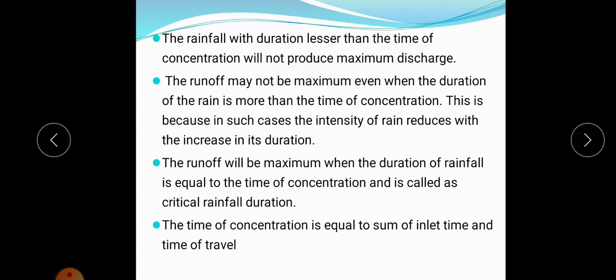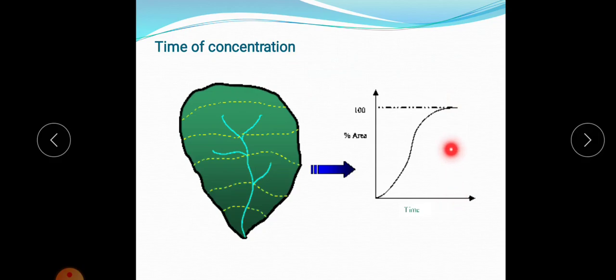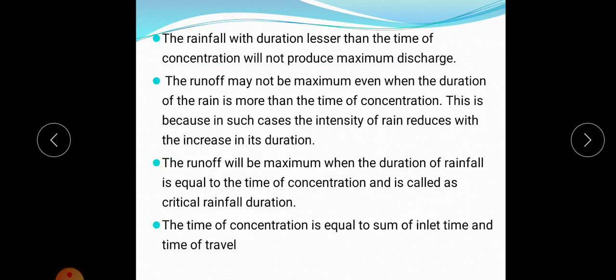അതേപോലെ runoff may not be maximum even when the duration of the rain is more than that of time of concentration. Time of concentration-നെക്കാളും കൂടുതൽ ഡ്യൂറേഷൻ ആയാൽ റെയിൻഫോൾ ഇൻറ്റൻസിറ്റി മാക്സിമം ആവില്ല. കാരണം ഡ്യൂറേഷൻ കൂടുന്തോറും ഇൻറ്റൻസിറ്റി ഓഫ് റെയിൻഫോൾ കുറയും. അതുകൊണ്ട് അപ്പോഴും ഡിസ്ചാർജ് മാക്സിമം ആവില്ല. അതായത് ഡിസ്ചാർജ് മാക്സിമം ആവുന്നത് വെൻ ടൈം ഓർ ഡ്യൂറേഷൻ ഈസ് ഈക്വൽ ടു ടൈം ഓഫ് കോൺസെൻട്രേഷൻ, ഡിസ്ചാർജ് വിൽ ബി മാക്സിമം.